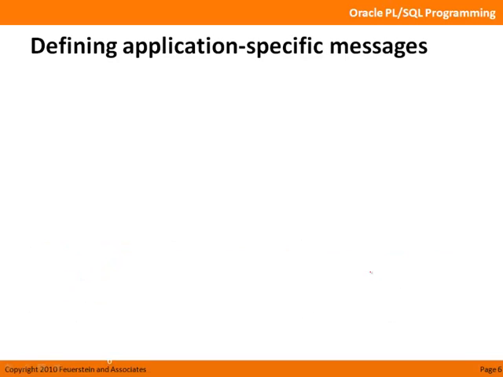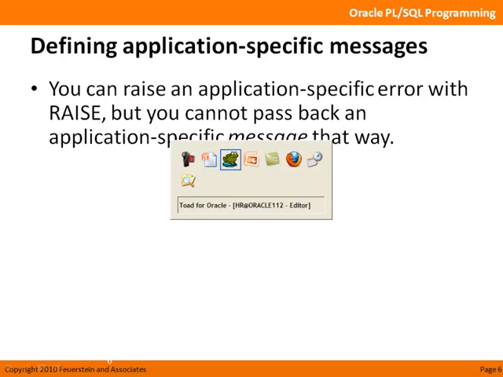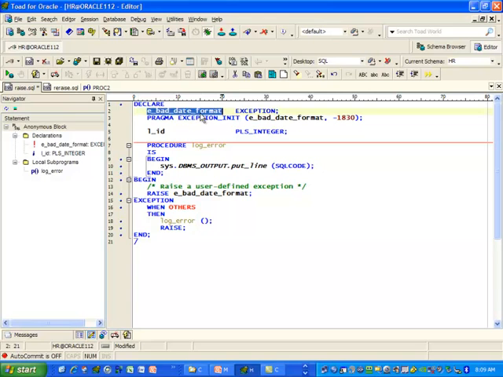So let's take a look at how you can use this built-in procedure to define and raise and pass back application-specific messages. So you can raise an application-specific error with raise. For example, going back to my previous piece of code, I can define my own exception. For example, I could say balance too low right here. And I can even give it a number like minus 20,800. We'll talk about what that range means in terms of application error in just a moment. And I can then raise this exception.